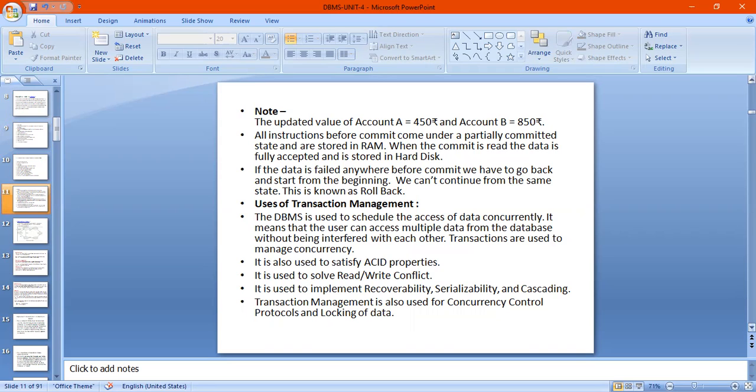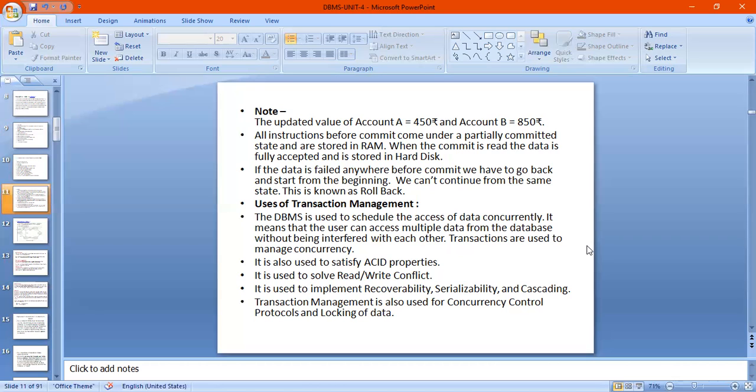Uses of transaction management. The DBMS is used to schedule the access of data concurrently, that is, at the same time. It means that the user can access multiple data from the database without being interfered with by each other. Transactions are used to manage concurrency.